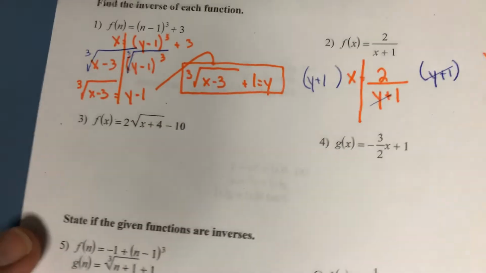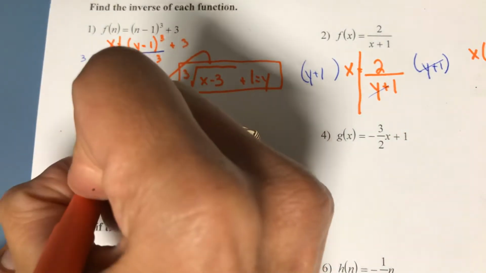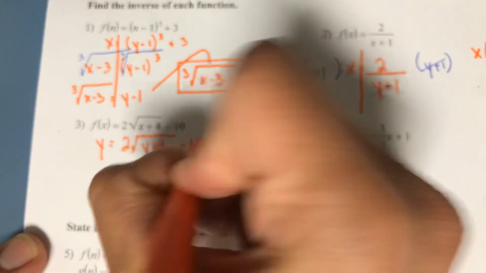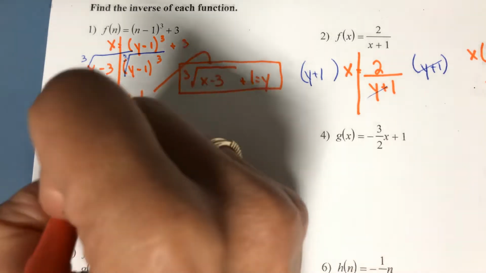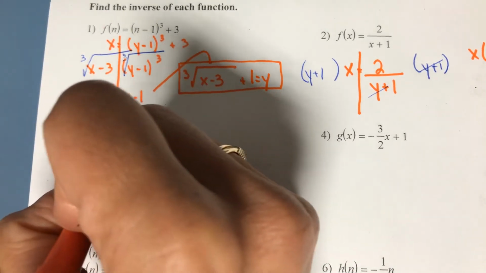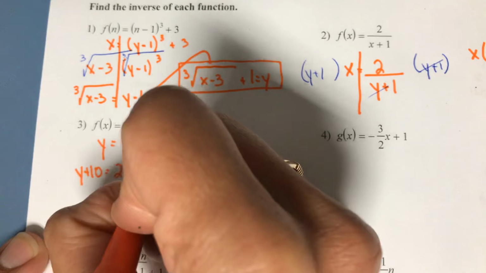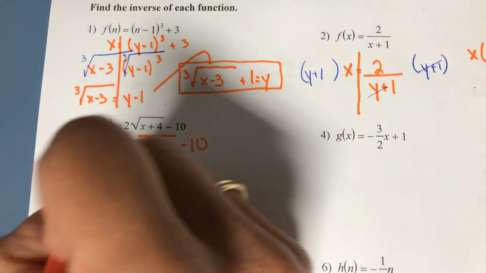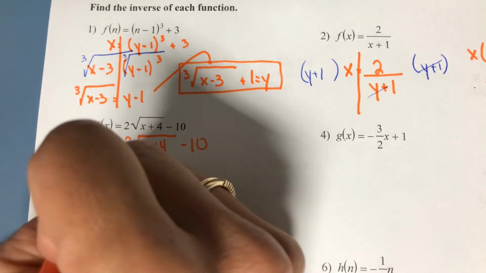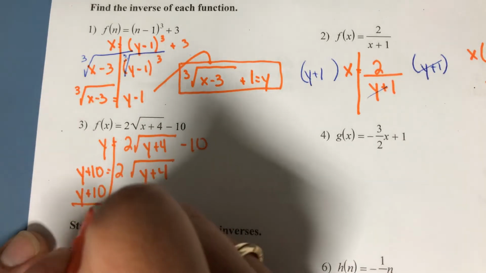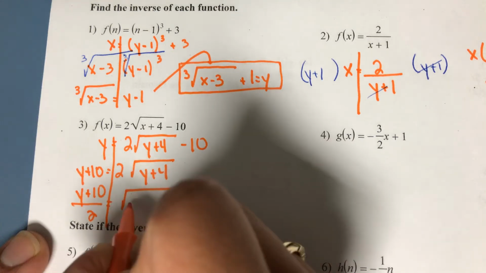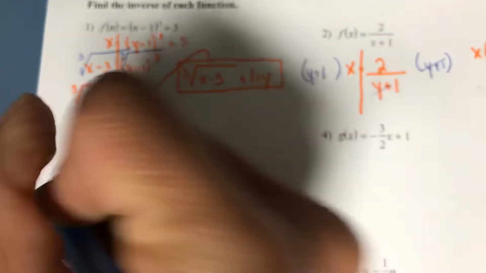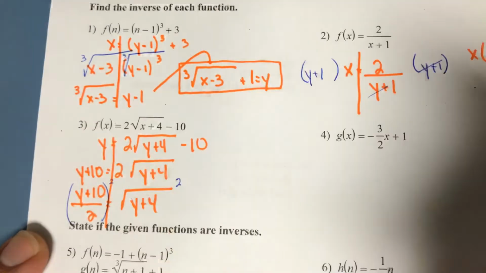All right, number 3. So again, quickly switch x and y around. And now to get y by itself, I'll move my addition and subtraction, so I'm going to add 10 to the other side. And now to get y alone, I'm going to divide by 2. So on this side, I'm just going to write it as dividing by 2. And now I just have the square root left. And to get rid of the square root, I will square this side, and I will just square this side.